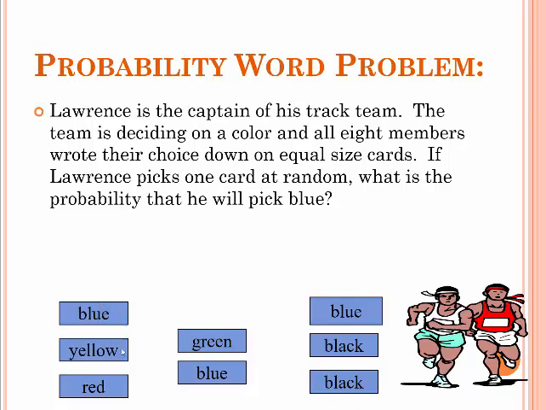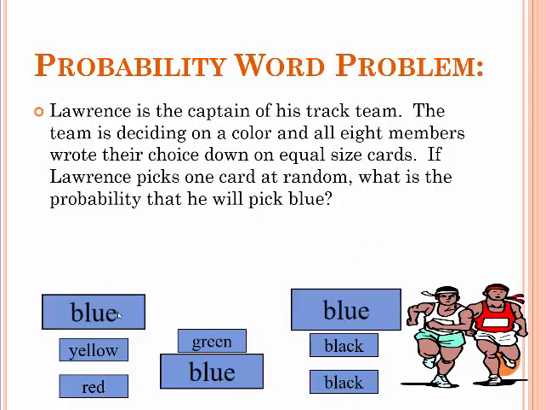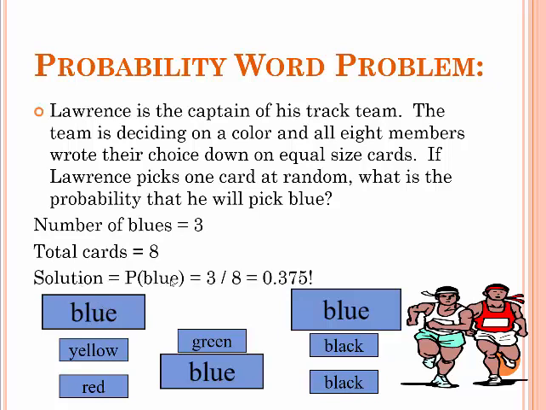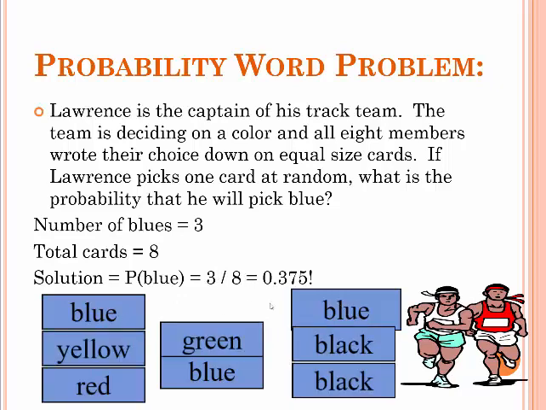If you look here, there are 1, 2, 3, 4, 5, 6, 7, 8. These are the 8 colors that the team wanted to pick. There are 1, 2, 3 blue cards in there, so the number of blues that he could pick is 3. The total number of cards is 8. So the probability that he would pick blue is the number of ways it could happen, the 3 blue cards, divided by 8, the total number of cards. If you take 3 divided by 8, you get 0.375. That would be the probability that he would pick a blue card.